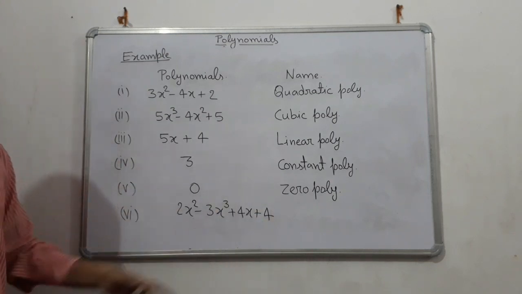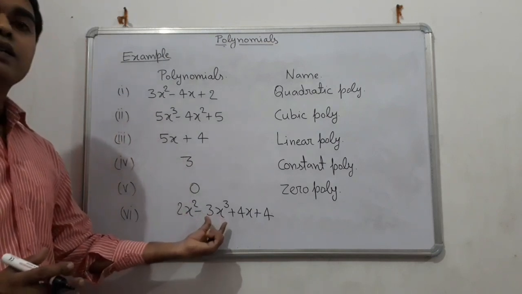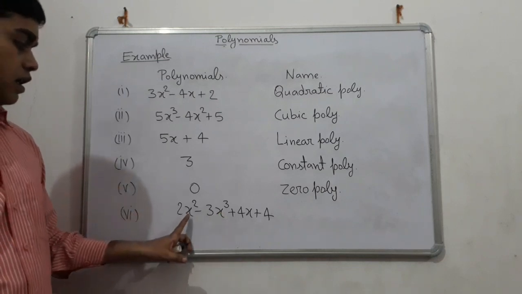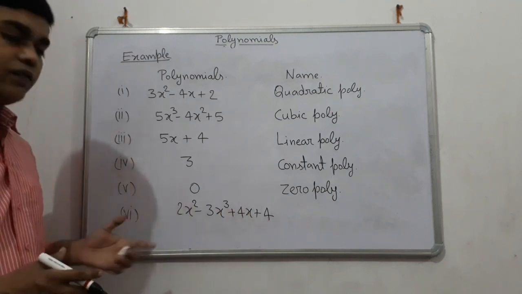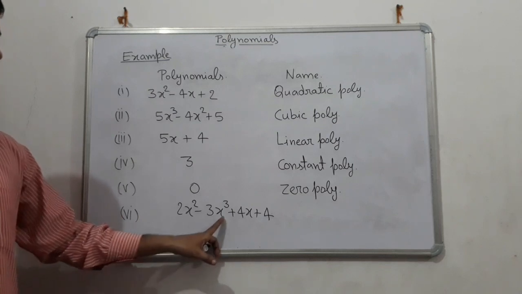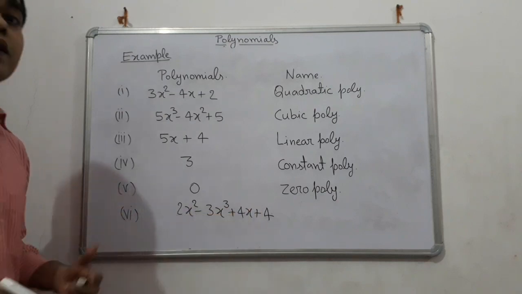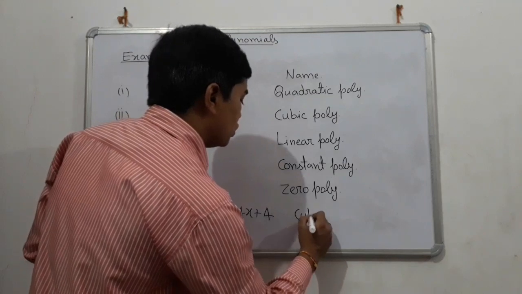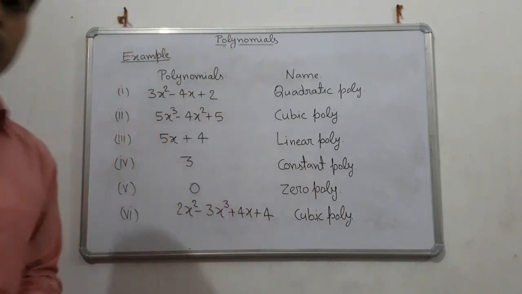And last one, 2x square minus 3x cube plus 4x plus 5. Children, it is not written in standard form. Standard form means it should be in decreasing order of the powers of the variable. But here we have to find which type of polynomial this is. So see, the highest power is 3, means the degree of this polynomial is 3. Therefore this is a cubic polynomial.